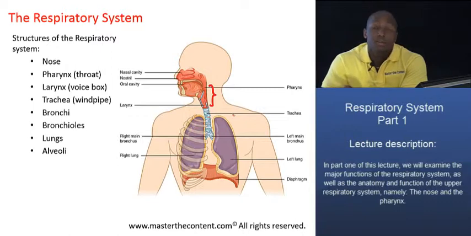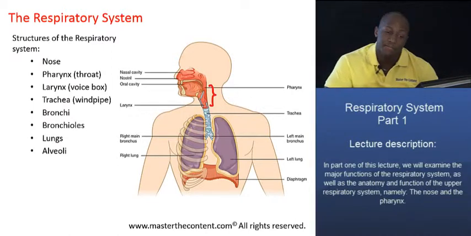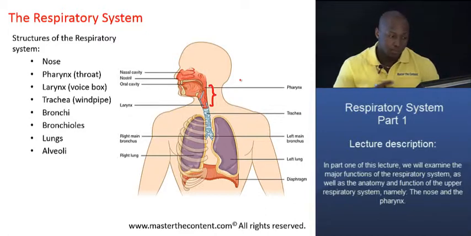Now, the larynx, also called the voice box, is a short cartilaginous chamber which connects the pharynx to the trachea. The larynx is primarily responsible for our voice because it contains our vocal cords, right?